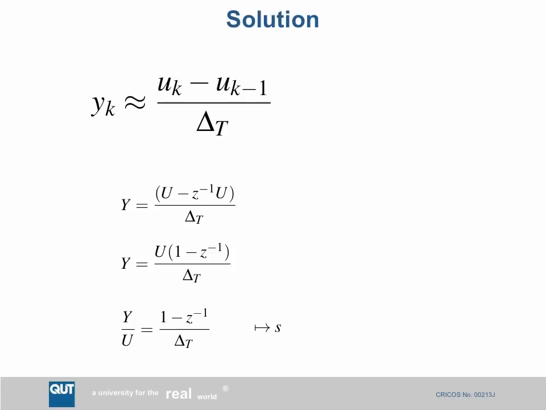All right, this is how I did it. Where there is y_k, I'm going to replace it with capital Y. Where there's u_k, I'm going to replace it with capital U. And where there's the previous value of u, u_{k-1}, I'm going to replace that with z to the minus 1 multiplied by U. A little bit of algebra so that I can get Y over U. And now I have an expression that contains the z to the minus 1 operator again. Once again, this transfer function, Y over U, represents a derivative operator which is equivalent to the Laplace transform operator s. So wherever I have an s, I could substitute this expression containing z to the minus 1.